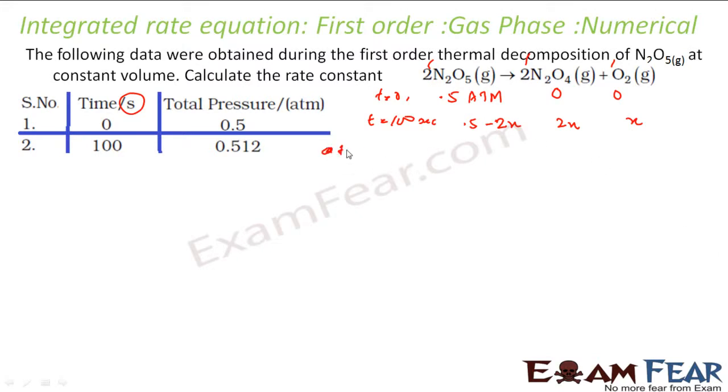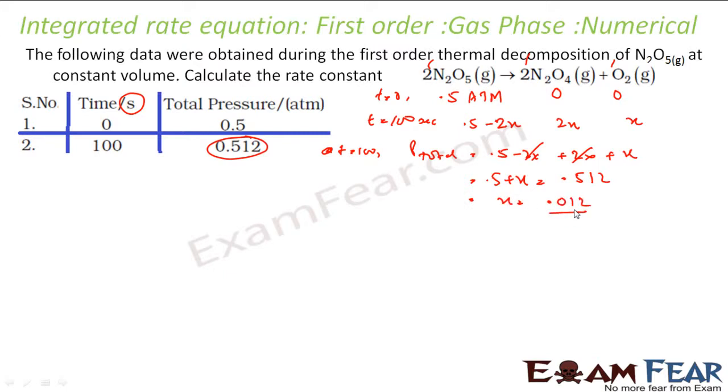So at t = 100, the total pressure is given to us, and that is nothing but 0.5 minus 2x, plus the pressure due to N2O4, that is 2x, plus the pressure due to oxygen, x. To solve this, this is nothing but 0.5 plus x, and that value is given as 0.512. With this, the value of x is nothing but 0.012. Correct? Now we'll use the same formula.